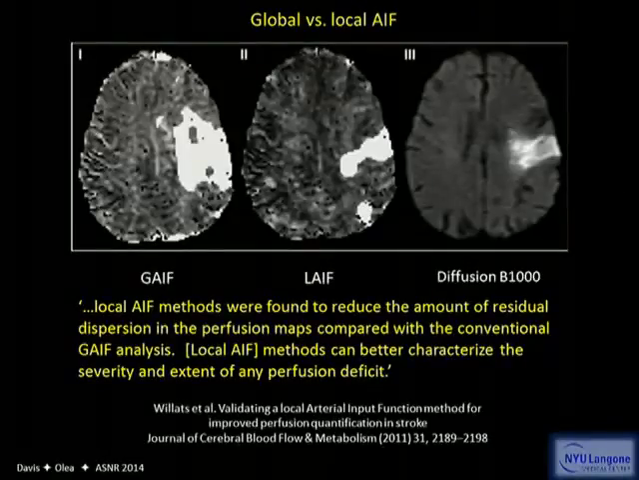Does this make a difference? It makes a huge difference. This is, by MR perfusion, the area of reduced perfusion using a single or global AIF. This is, same data, the area of decreased CBF using local AIF. And this is the diffusion imaging. Local AIF methods were found to reduce the amount of residual dispersion in the perfusion maps compared with the conventional global AIF. Local AIF methods better characterize the severity and extent of perfusion deficit.